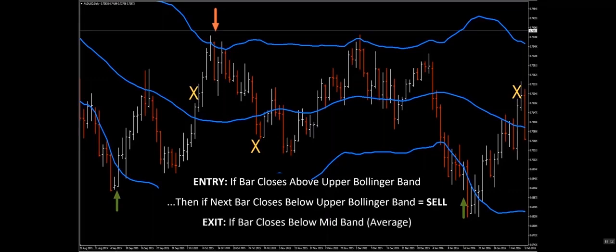We're going to exit this trade if the bar closes below the mid band, which is the moving average. So the price has moved away from the average to the upper Bollinger Band, price has retraced back to the mean or the middle band, which is the moving average. And then when we get this close here below the middle band, that's when we're going to close the trade.